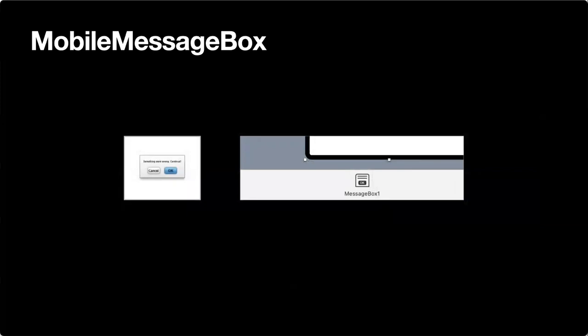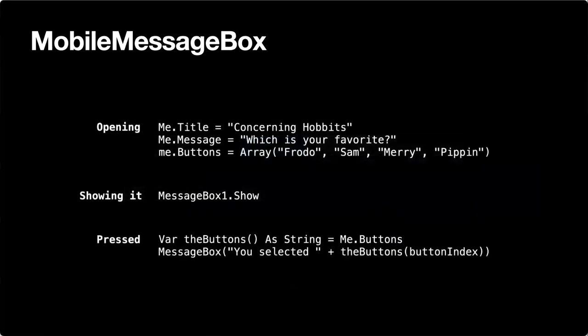The mobile message box is a control, so you can just drag it out from the library and drop it on your layout, or on your screen rather, and you'll get an instance at the bottom in the tray, in this case, message box 1. And then perhaps in the opening event of your mobile message box, you'd set your title, message, and buttons to show it. It's just what you'd expect, message box 1.show. And it has a pressed event, and the pressed event is passed a button index parameter.